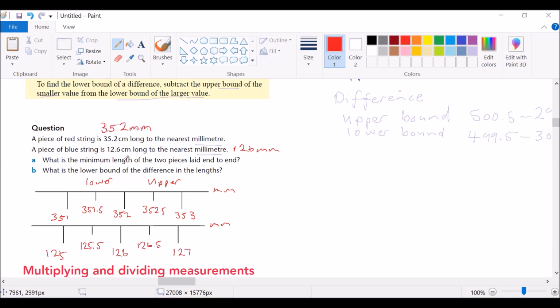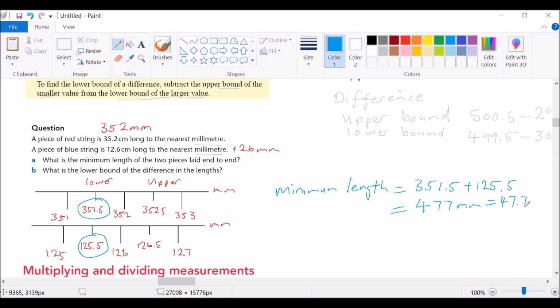What is the minimum length? When we are adding, add the lower bounds, this and that. So our minimum length will be 351.5 plus 125.5, which is 477 millimeters. But our data were given in centimeters, so we convert this to centimeters, which is 47.7 centimeters. What is the lower bound of the difference in length?